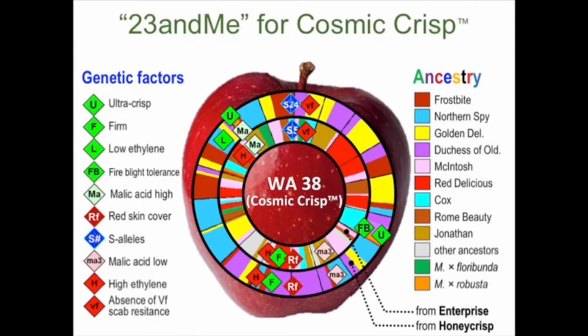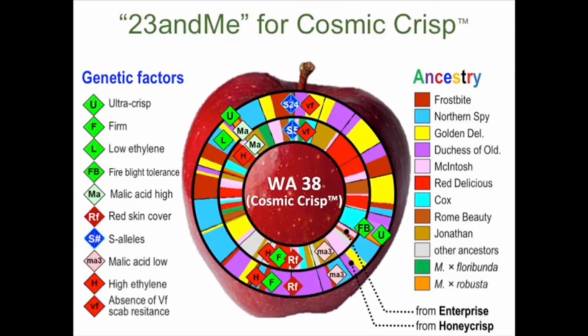So this is from the extra dark skin that WA38 has. It's because of the 2 copies of the blush genetic factor there. So it's highly blush, just like Enterprise is, but also like Jonathan. There's not too many cultivars that have that. And therefore we can track the origins of any of these.